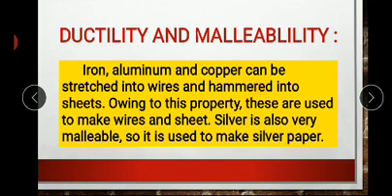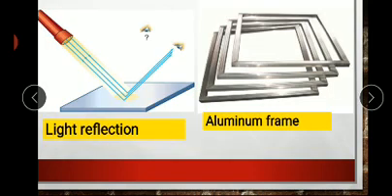So here I'm going to read that iron, aluminium, copper can be stretched into wires, and can be converted by hammering into sheets. Due to this property, they are used in making wires and sheets. And silver is also malleable, so it is used in making silver paper. So these are all the advantages of the metals which we can get from them.